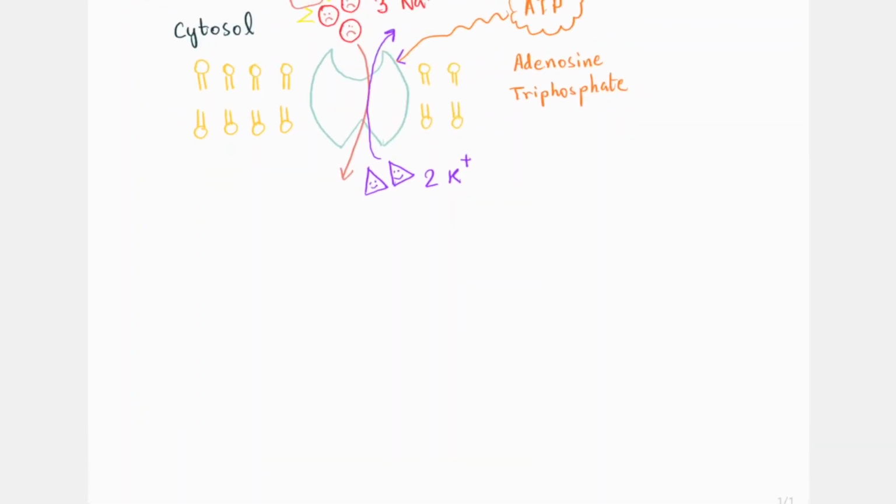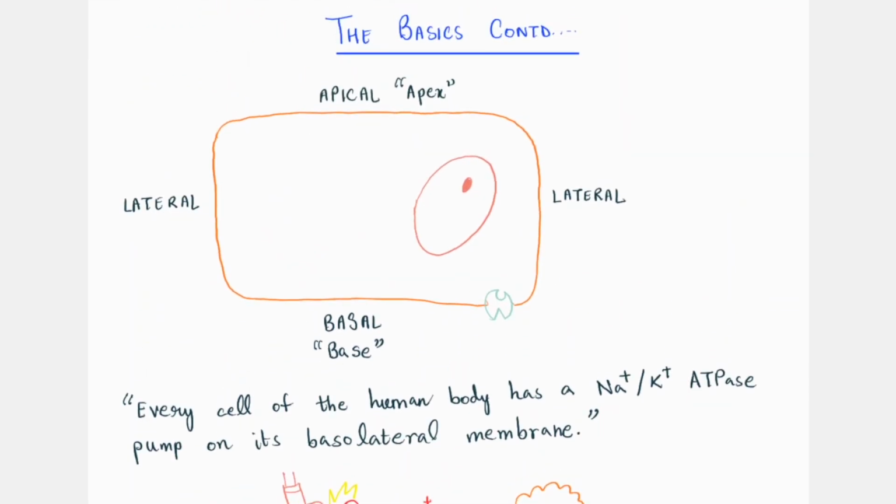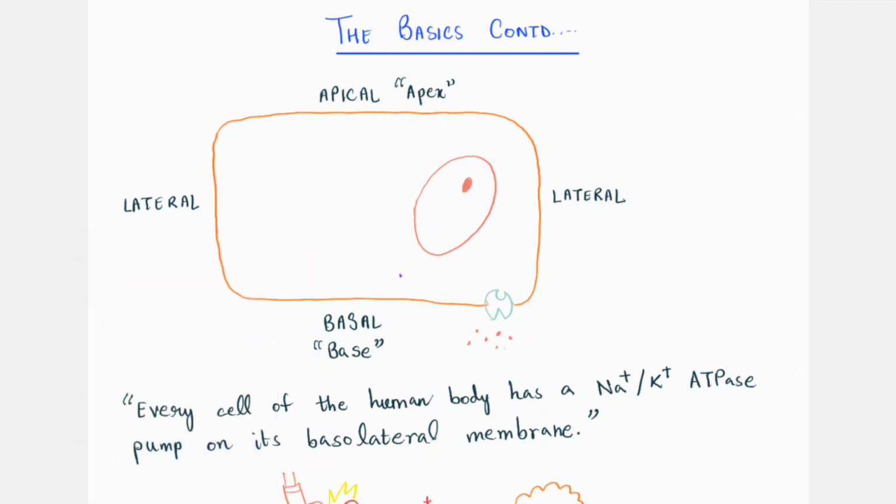Okay, I don't need to redraw the cell. I already have the cell right here. So if all the Na plus gets thrown outside, the red guys are Na plus, and all the K plus gets pulled inside, what do you think happens? What do you think happens to the concentration gradient?